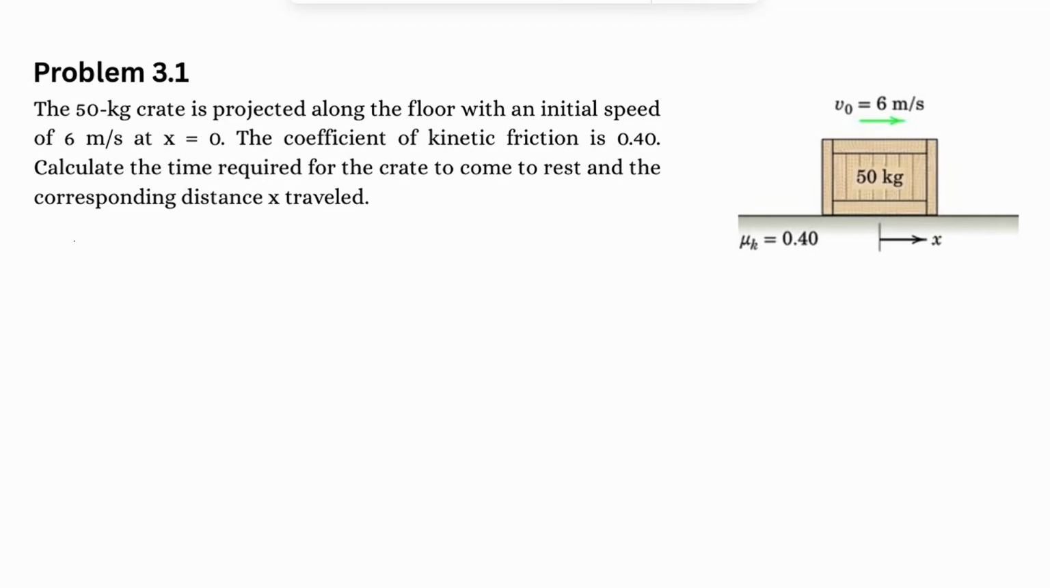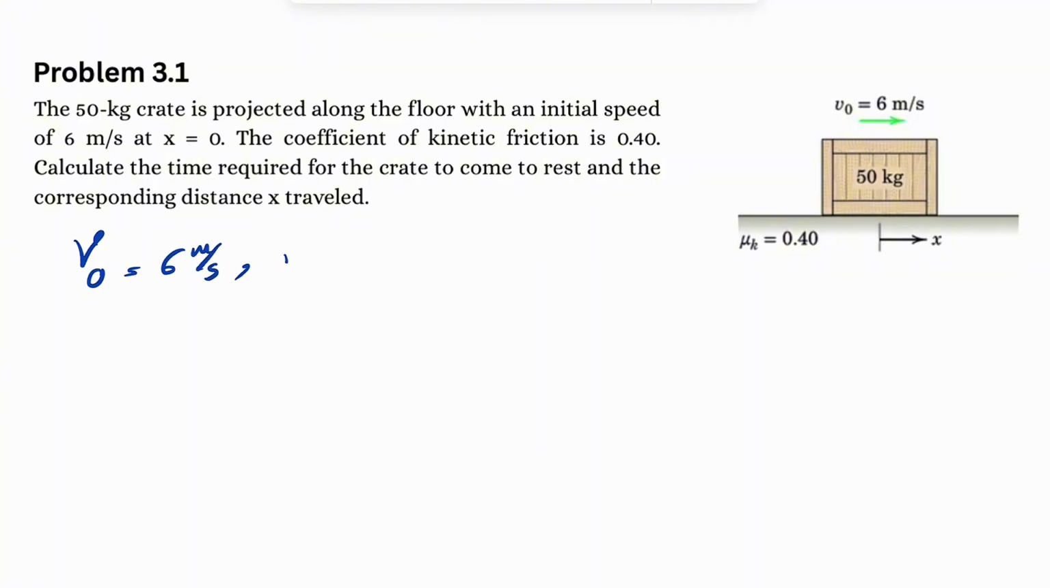Alright guys, welcome back. We're going to be solving the first problem from the third chapter of Dynamics by Meriam, and we have this crate that is projected along the floor with an initial speed of 6 meters per second. So we have the initial velocity, 6 meters per second.